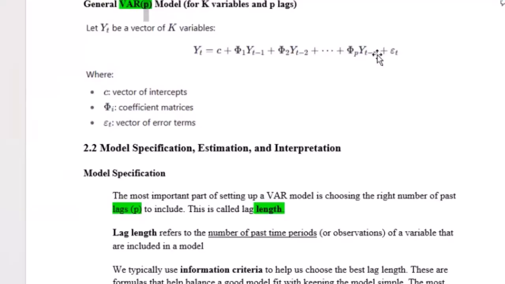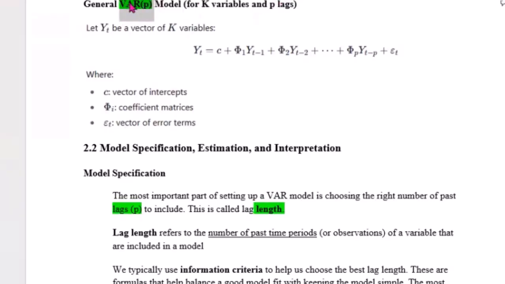If it is 5, it will be 2026 minus 5, which is 2021. So the income of 2026 will be determined by the income of 2025, 2024, 2023, 2022, up to 2021, because you want to look at 5 lags, 5 periods behind. So P simply means the number of periods that you want to look behind. That's why we put P here.